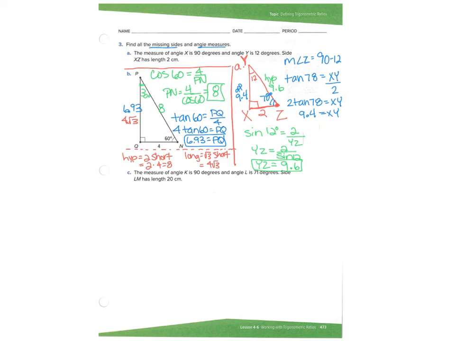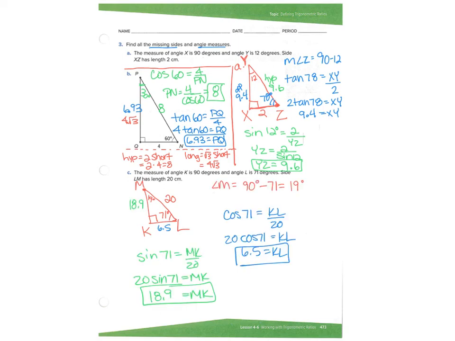Let's take a look at C. It says the measure of angle K is 90 degrees. So let's draw a 90-degree triangle and put K on my 90-degree angle. It says angle L is 71, so I'm going to make this one my angle L because it looks larger than the one at the top. It says LM, so I know my other vertex is M. LM has a length of 20. That is my hypotenuse. It would like me to solve for all my other sides and my angle M that are missing. So I'd like you to do that. Pause this video, find those missing parts, and then come back to the video and see how you did.